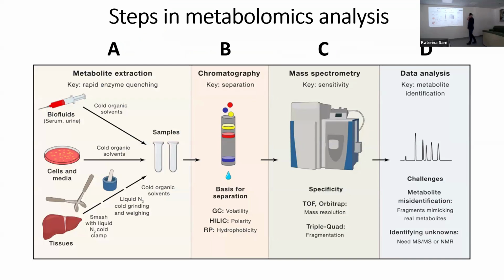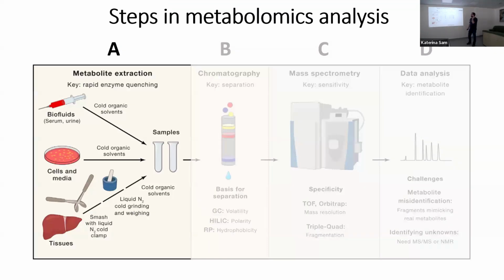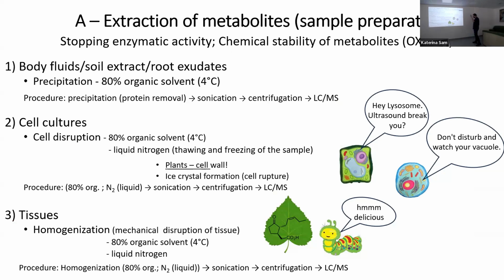Okay, the metabolomics analysis is separated into four pieces. First of them is the metabolite extraction, because typically we have the sample from you. The typical sample is a leaf, and we need to transport the metabolites from your sample, from the leaf, to the solvent, because on the mass spec we measure the solvents.